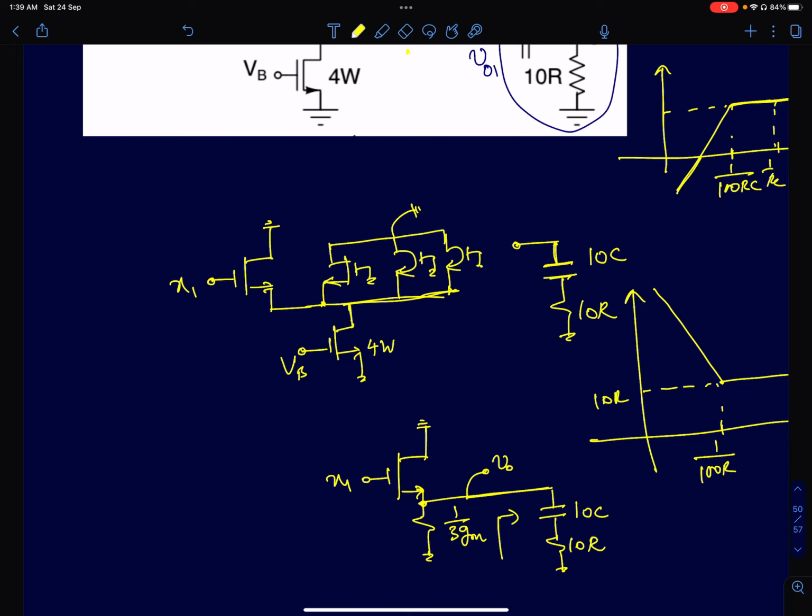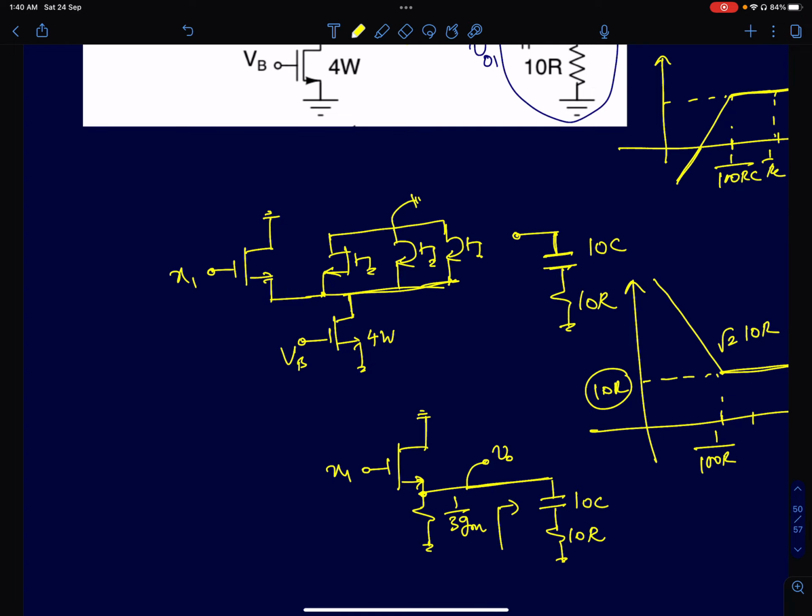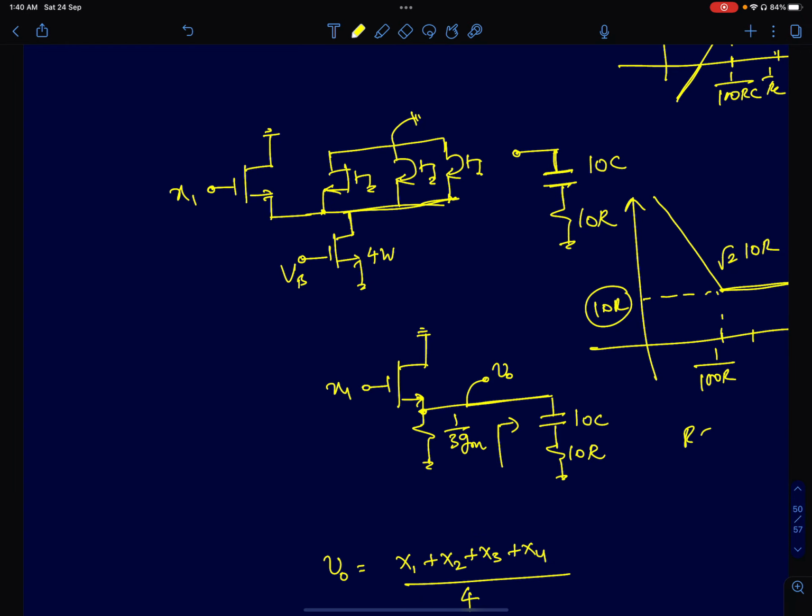Its actual impedance plot will look something like this. So that's the Bode plot. But we will just focus on the asymptotic plot itself, and say that at 1 by 100 RC, I should expect an impedance magnitude of root 2 into 10R. After that, at higher frequencies, when I say higher frequencies, 10 times greater than that, I can assume the impedance is going to be very close to 10R or 10 by GM. So keep this in mind. R equals 1 by GM, that's given in the question. So this impedance will be 10 by GM.